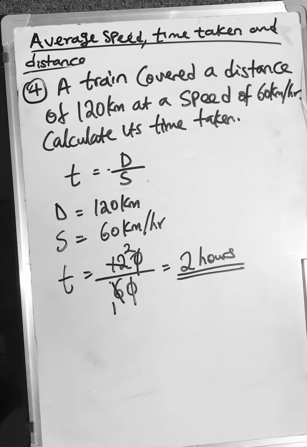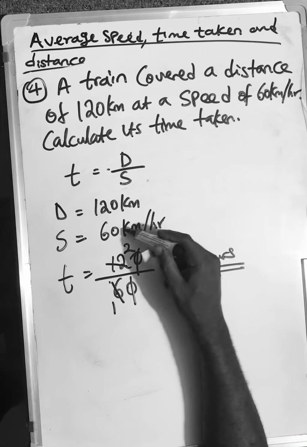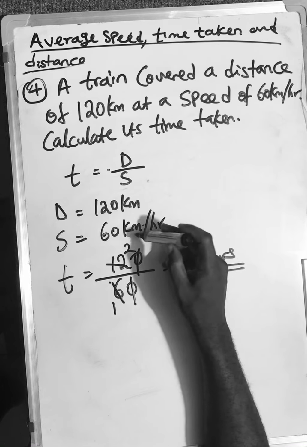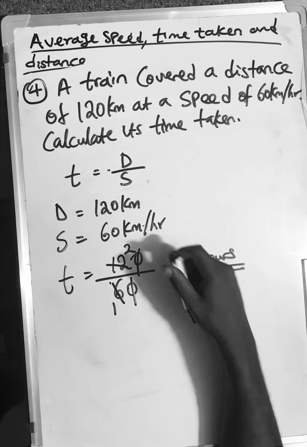Why 2 hours? Why not 2 seconds? Because the speed has kilometers per hour. We are not dealing with meters per second. If we were, we would have 2 seconds.